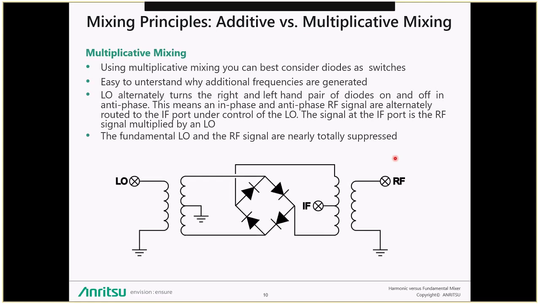This is one of the typical architectures of this multiplicative mixing. We are using a typical diode bridge in which, depending on the positive or negative voltage, one of the branches of this bridge will be used, and we can have both frequencies and get the IF frequency at the end.